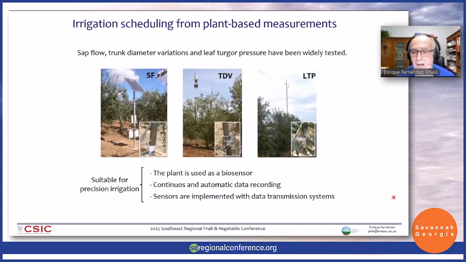Other three highly used variables from the plant to schedule irrigation are sap flow measurements, trunk diameter variations, and leaf turgor pressure. All these three measurements also have the three conditions required for precision irrigation that we have mentioned before. Let's have a look at them. You can see that most of the pictures are made with olive trees because this is the species that I work with more. But anything that we are saying today can be applied to any other fruit tree species, including peach, of course.